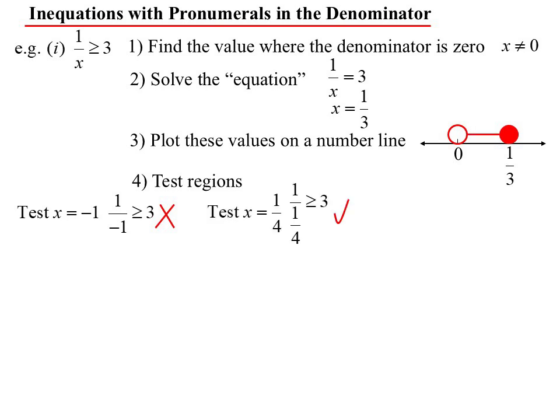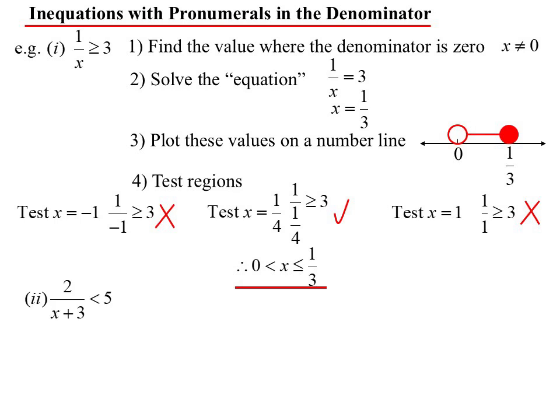Well, what about in the middle? Let's pick a point in the middle, 1/4. Well, there's 1 over 1/4, that's 4. Is 4 bigger than or equal to 3? Well, yes it is. So I know I'm in that section. And then if I check on the other side, x equals 1. Is 1 greater than 3? Well, no, it's not. There's my answer. So x is in between 0 and 1/3, but including the 1/3, not including the 0. This is what's called the critical points method.